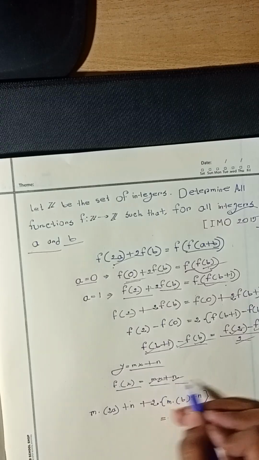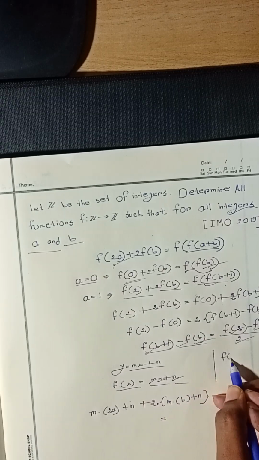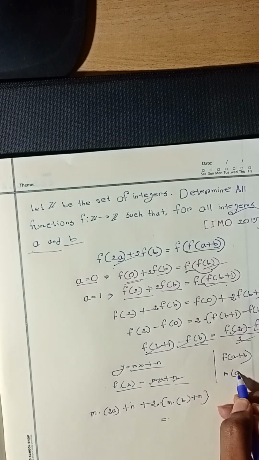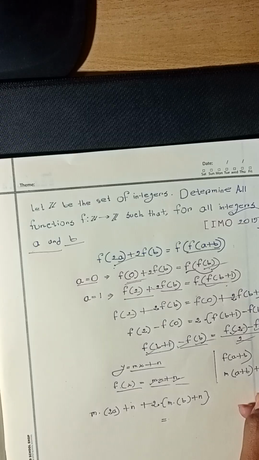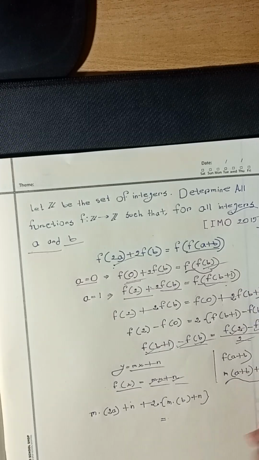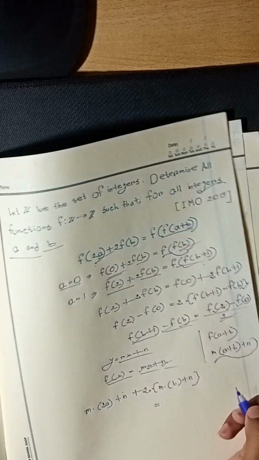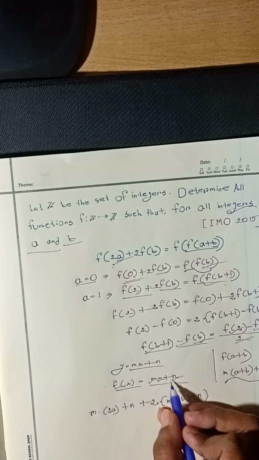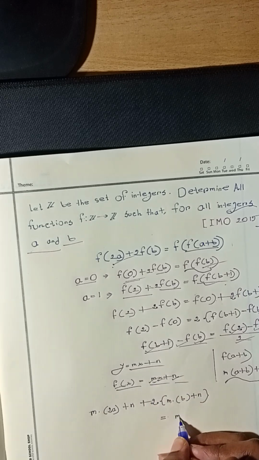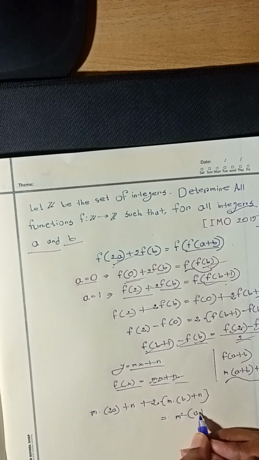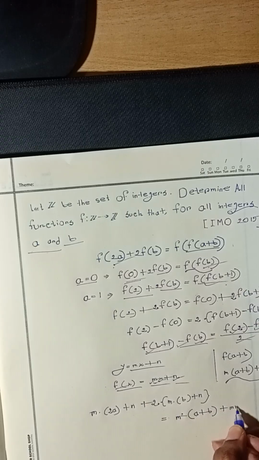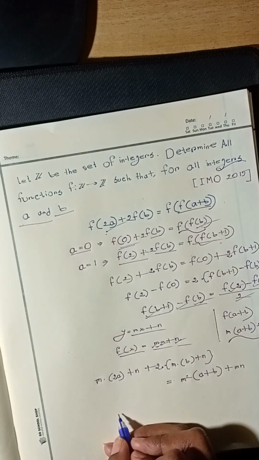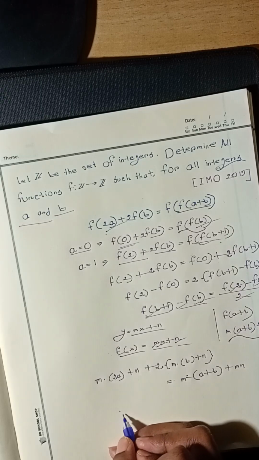Obviously, f of a plus b would be m into a plus b plus n. Now we would input this value into our function, so we'd get the exact expression for f of f of a plus b. So let's input it. Then m is outside, so we would get m square into a plus b plus mn.